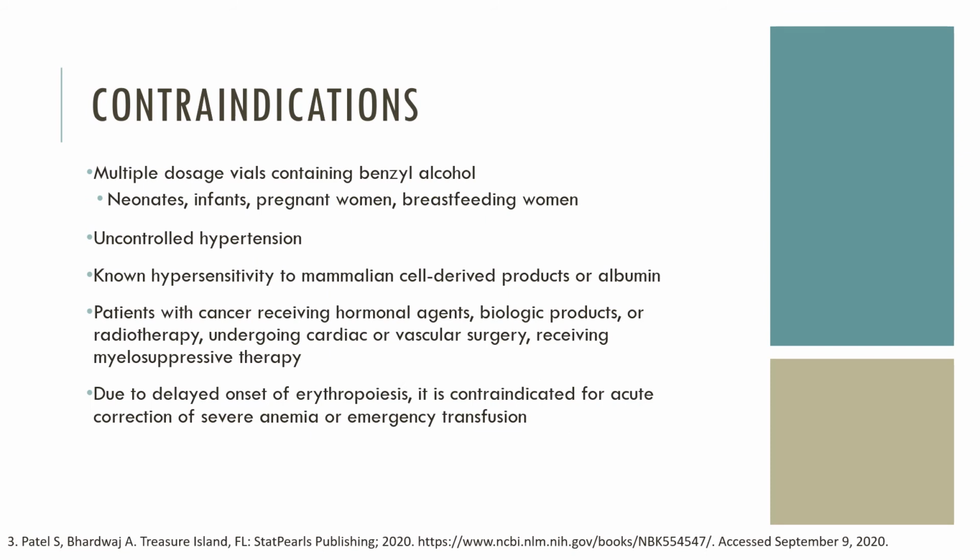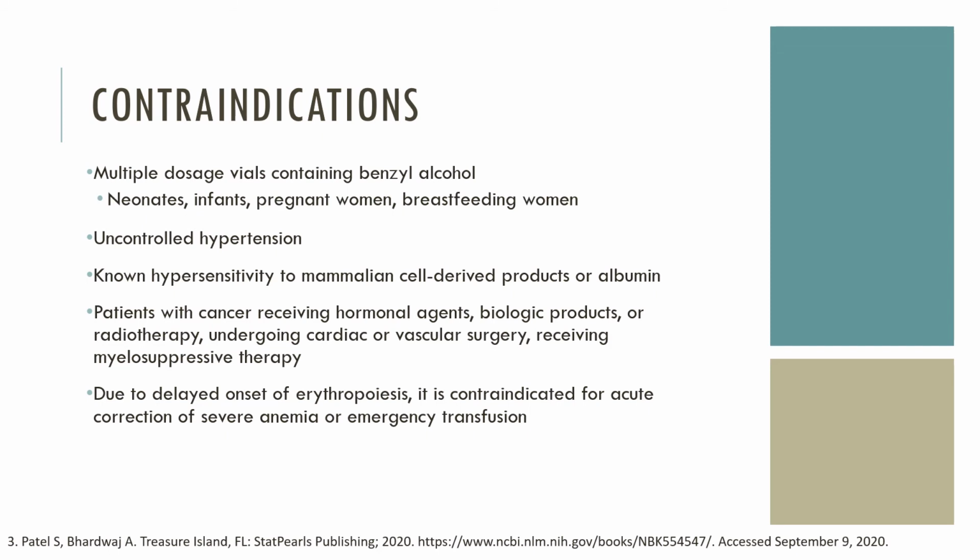Before you administer Epoetin alfa, you want to consider the contraindications. For instance, the multi-dose vials that I mentioned earlier contain the preservative benzyl alcohol. Benzyl alcohol is associated with high risk of fatal toxicity in neonates, infants, pregnant women, and breastfeeding women. The toxicity is known as gasping syndrome, so you want to avoid administering it to these patients. You also want to avoid uncontrolled hypertensive patients, or even those with allergies to mammalian cell-derived products or albumin, because these ingredients may be involved in the agent.